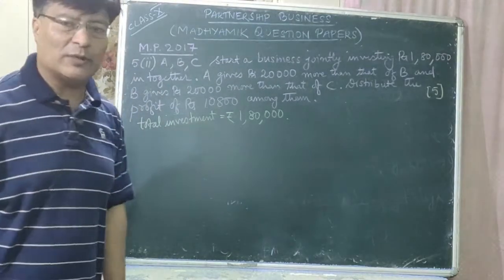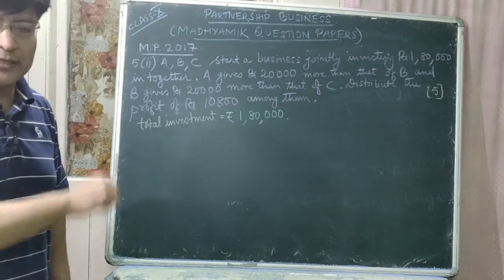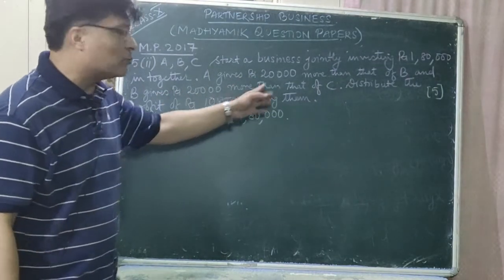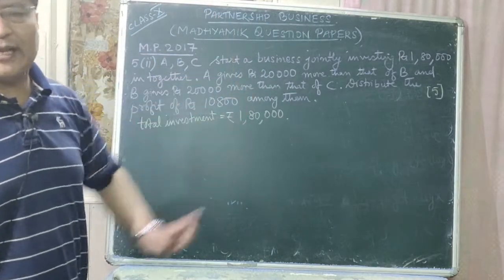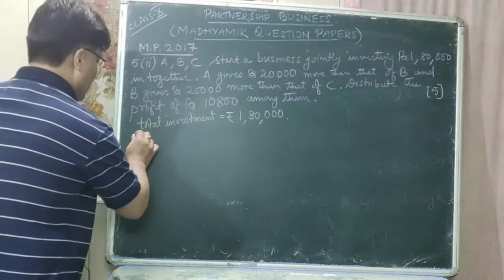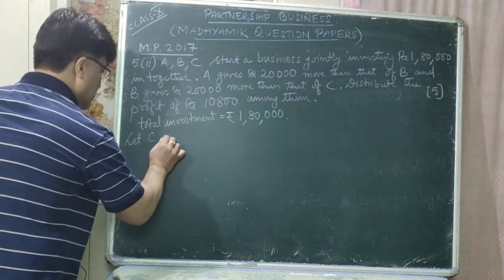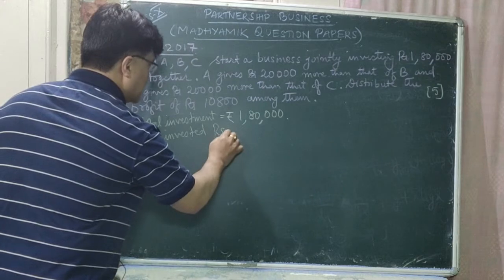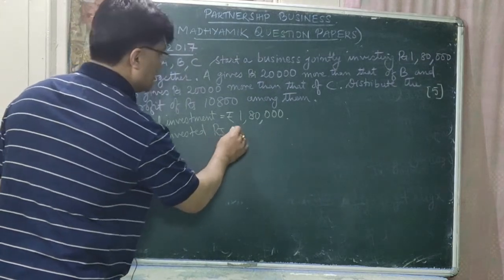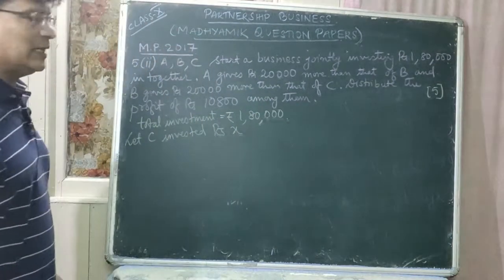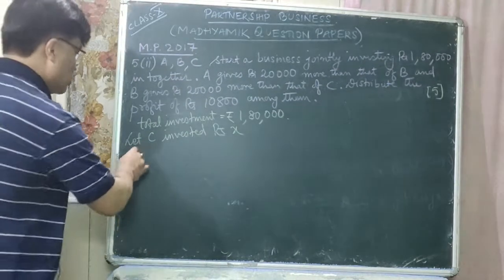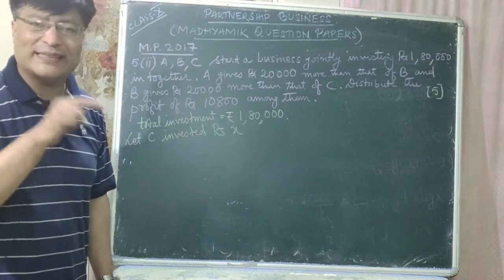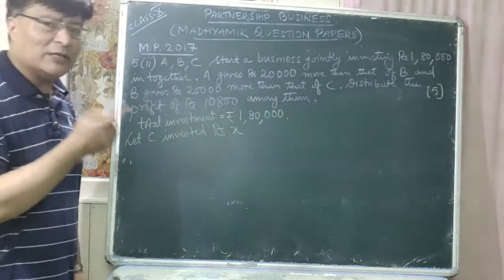Who has to pay the least? C has to pay the least, as the question says. So B gives rupees 20,000 more than that of C. Suppose C invested rupees X. Let C invested rupees X. So therefore by question, B invested rupees 20,000 more than that of C. How much does B invest?